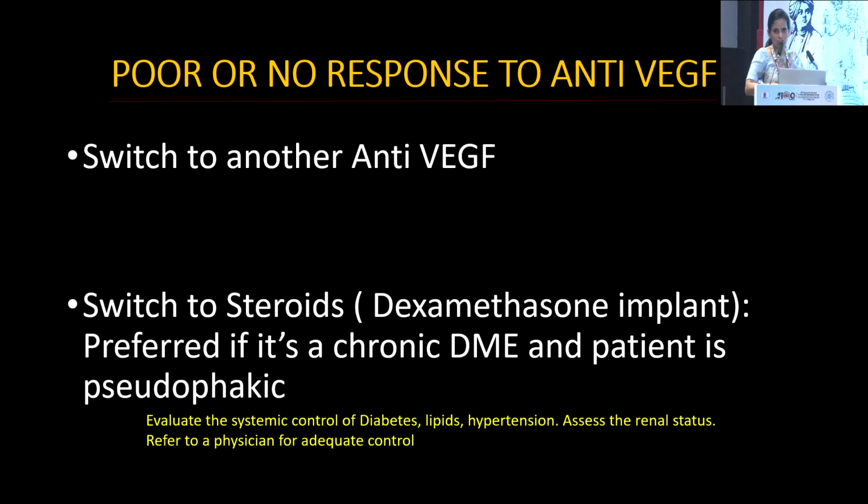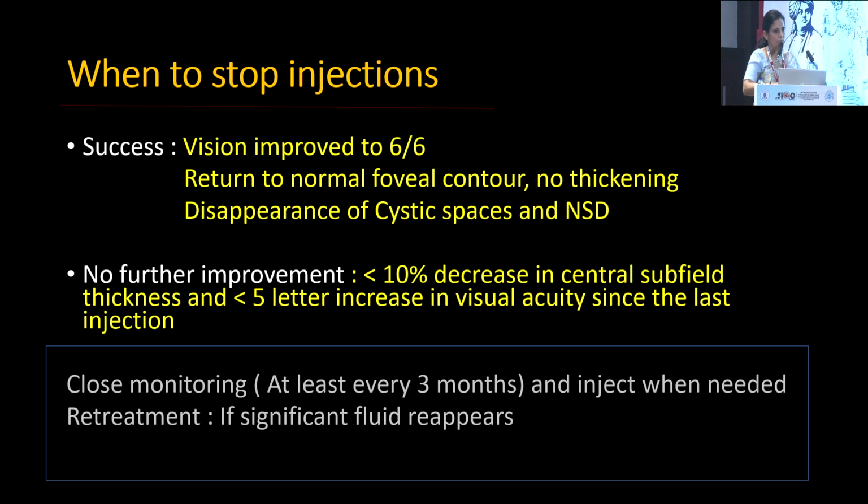So there are so many injections now, so seeing the patient and the patient's profile, you can decide which injection and when you want to give it. When to stop the injections? When the patient's vision has improved, the foveal contour is normal and their cystic spaces have disappeared. And when do you say there's no further improvement? When there is less than a 10% decrease in the central subfield thickness or a less than 5-letter increase in the visual acuity since the last injection.